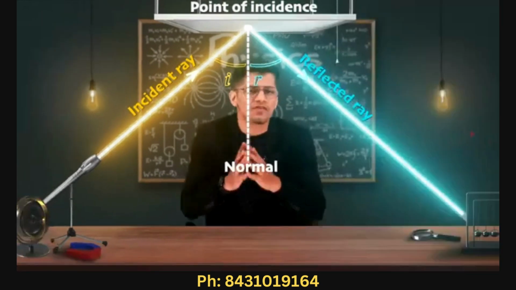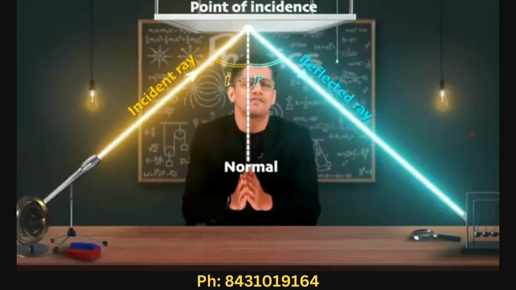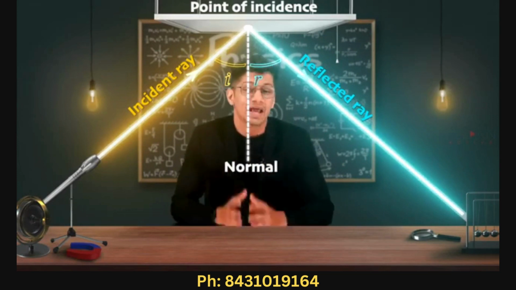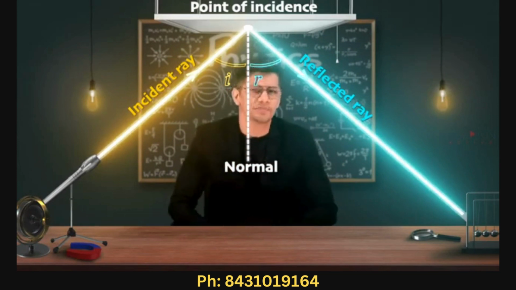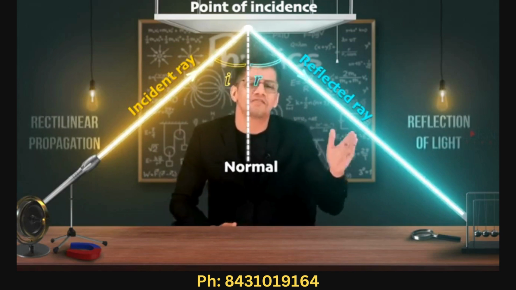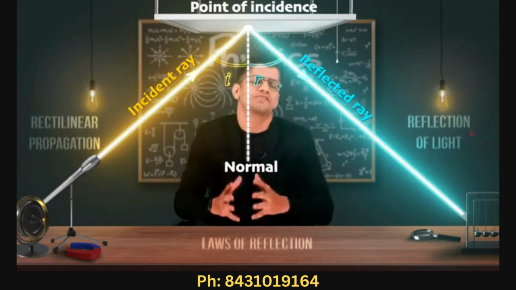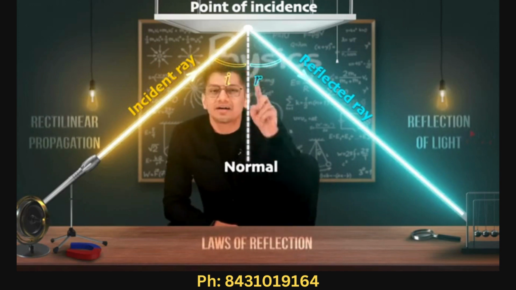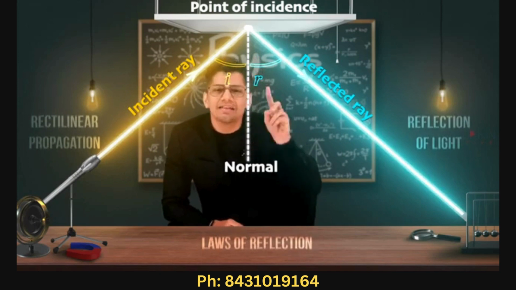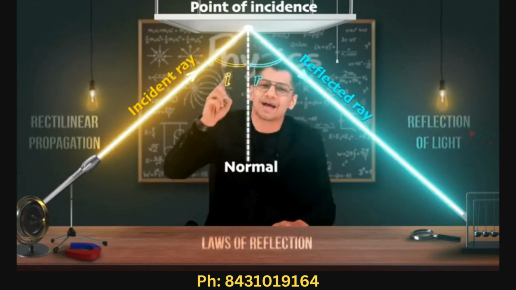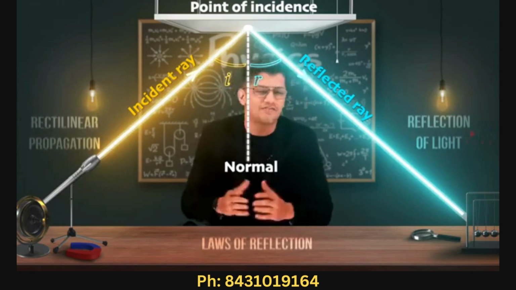Just to summarize, we have studied that light is a form of electromagnetic radiation that produces the sensation of vision. And we have studied two properties of light: rectilinear propagation, which means light travels in a straight line, and reflection of light, and two laws of reflection. The first law is the incident ray, the normal to the mirror at the point of incidence, and the reflected ray, they all lie in the same plane. And the angle of incidence is equal to the angle of reflection.